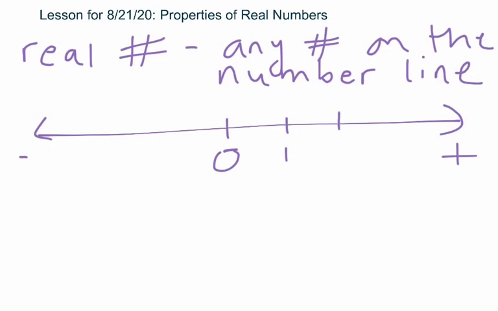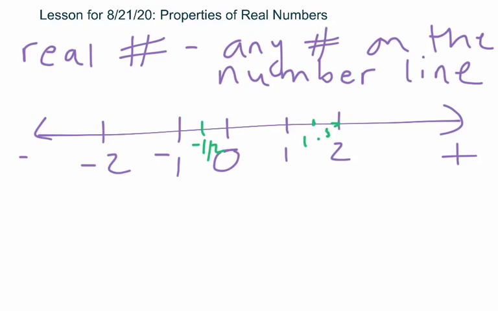So we have the number 1, the number 2, -1, -2, and so forth. These would all be real numbers. Now, 1.5 would be located exactly halfway between 1 and 2, so that would make 1.5 a real number. Fractions would be real numbers too. So if I have -1/2, that would be halfway between -1 and 0. That would also be a real number.